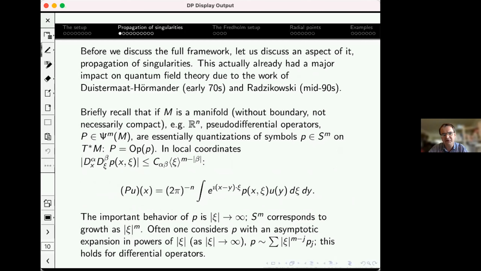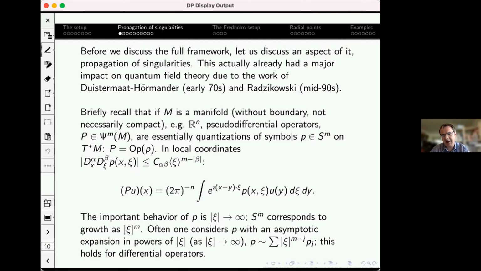So I want to start by talking about the propagation of singularities, because this had a major impact both on microlocal analysis and on QFT. So the work of Duistermaat and Hörmander in the early 70s, maybe 71, and Radzikowski in the mid 90s were quite important. And so to set this up, I'm just going to say a few things quickly about microlocal analysis.